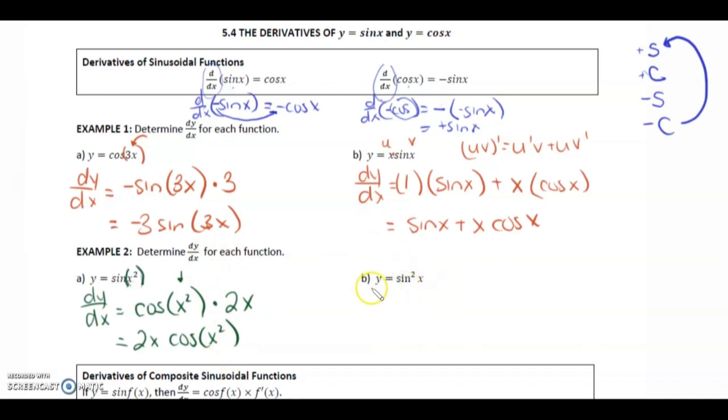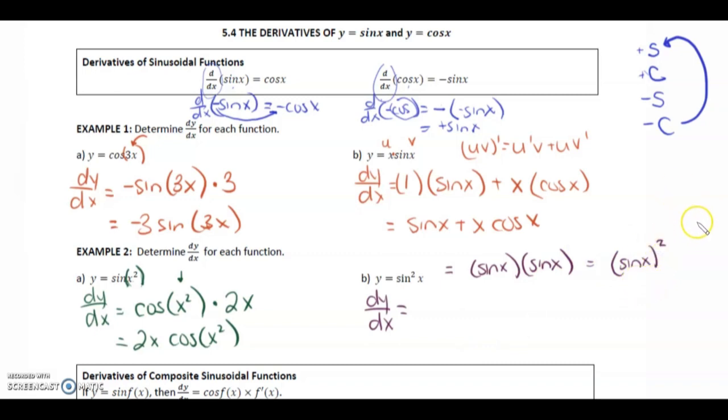Okay, so b is a little bit different. We're going to go dy by dx. So we're finding the derivative of sine squared x. What does sine squared x actually mean? Sine squared x came from sine x being multiplied by sine x. Another way to write this is sine x all squared.